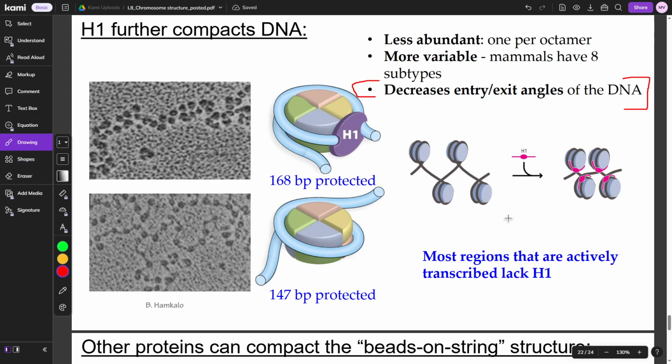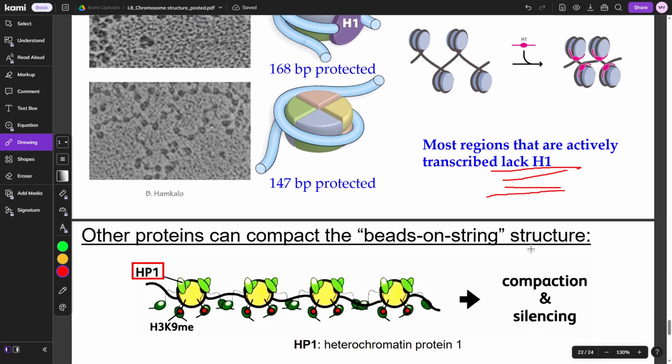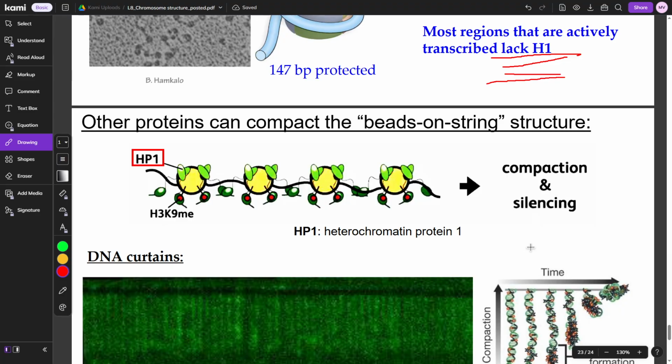And the other thing to remember is that regions that are actively being transcribed don't have H1. That makes sense because H1 tightens it up, makes it harder to transcribe. So if you have an area that is actively being transcribed or needs to be transcribed, you don't want to put H1 there, because H1 is going to make it harder to transcribe.